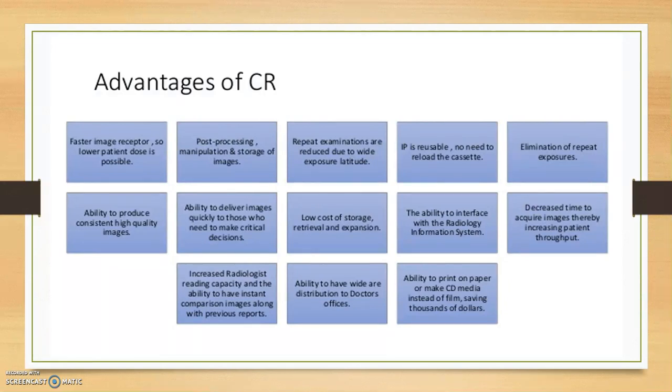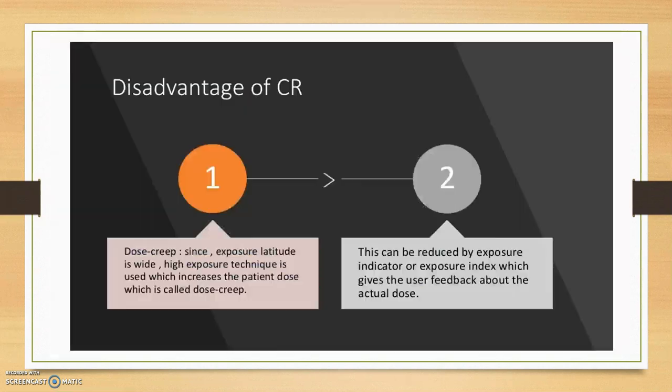And there you go, some advantages of CR: their ability to produce consistent high quality images, low cost of storage, expansion. It's a well-developed system that has been around for quite a few years now, and it works well. That's why a lot of facilities just choose not to upgrade to digital. There are some disadvantages, like I mentioned, dose creep, where eventually the radiation exposure to the patients may increase over time because there's no automatic control that resets the radiation exposure amount of kVp and mAs as DR would.